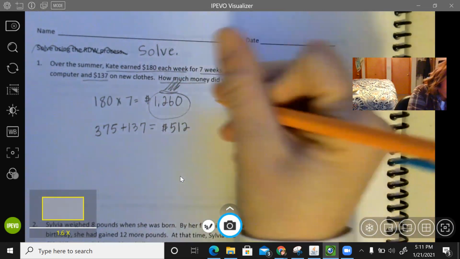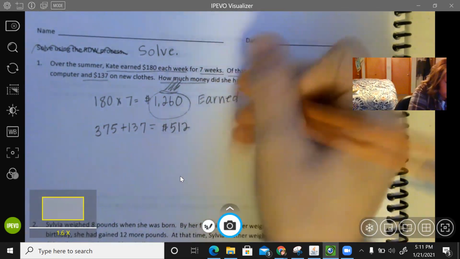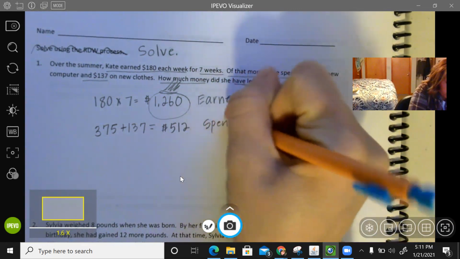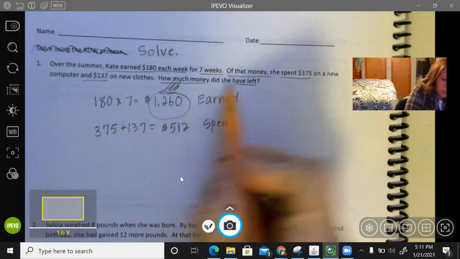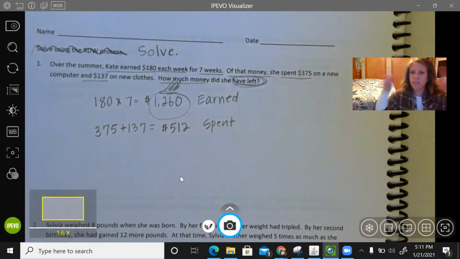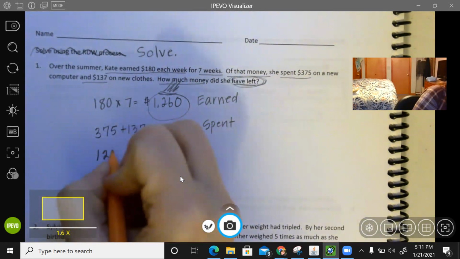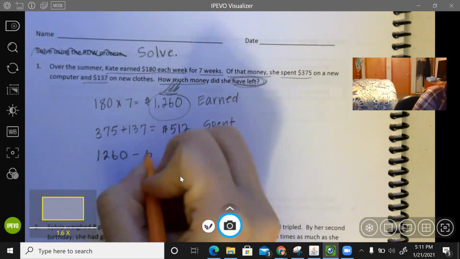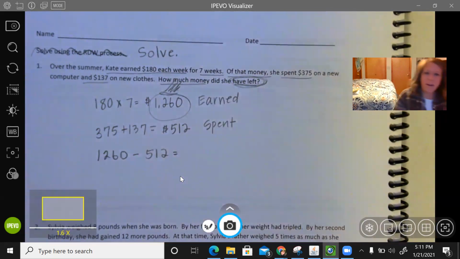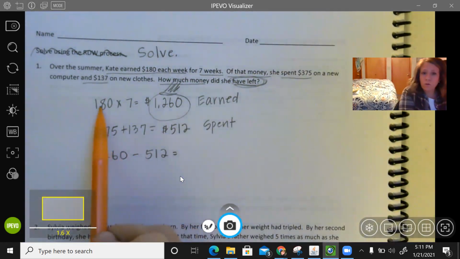Okay, so I'm going to write right here, earned, spent. How much money did she have left? This key word, have left, that should tell you I need to subtract. So then I'm going to take 1,260 minus 512. Now I'm very confident if we weren't using calculators, you could solve this now.